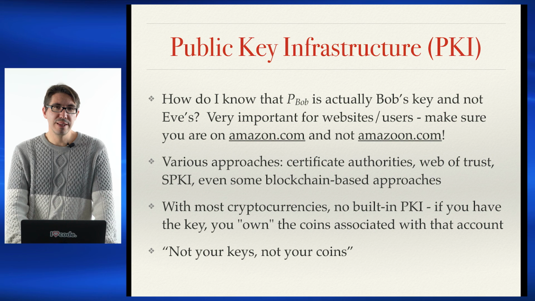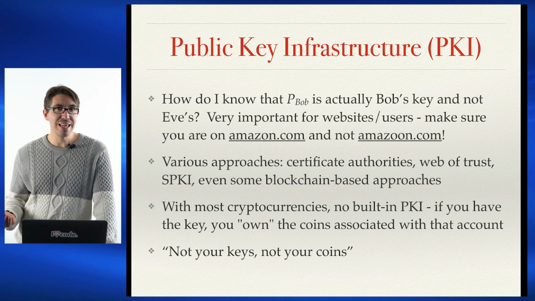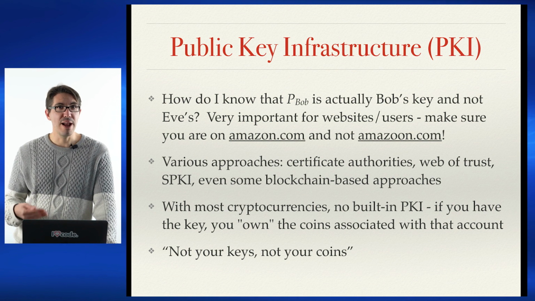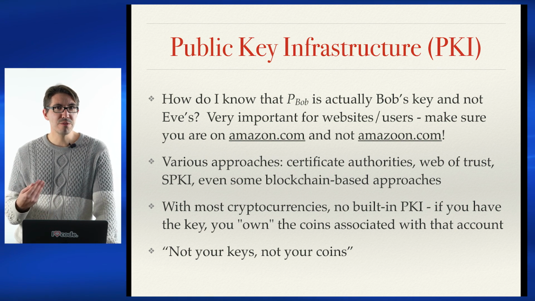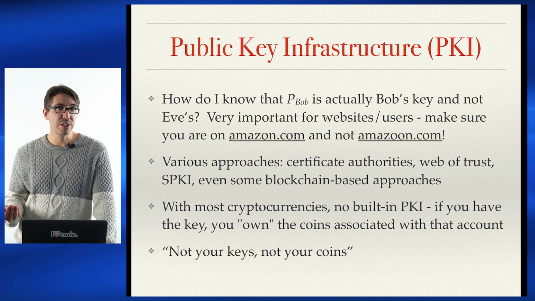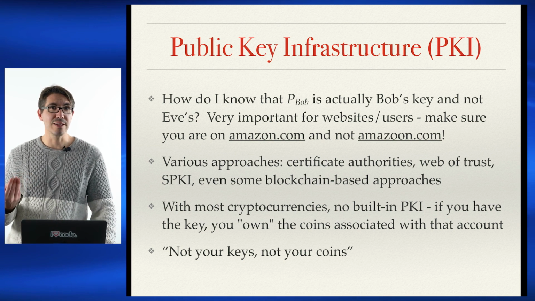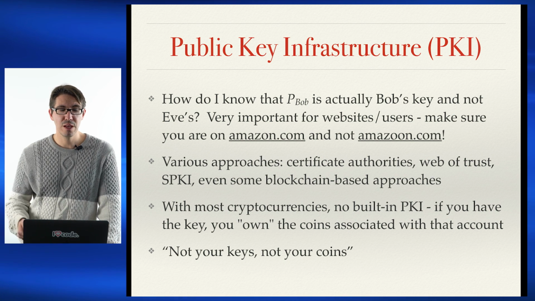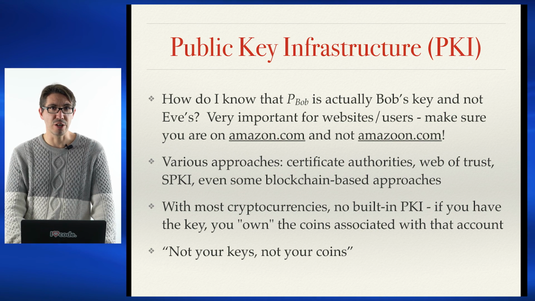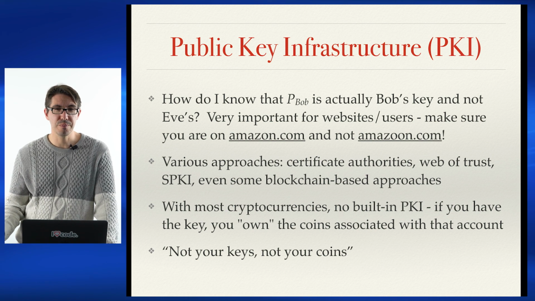So one question that arises from this is, how do I know that P sub Bob is actually Bob's key and not Eve's or Charlie's or Daniel's or Evan's? This is very important for using the internet today. For instance, I want to make sure if I'm buying something that I'm at Amazon.com and not sending money or accessing a website that only pretends to be Amazon.com. There are a variety of different approaches to this. This is called public key infrastructure. How do we associate identities with particular public keys?